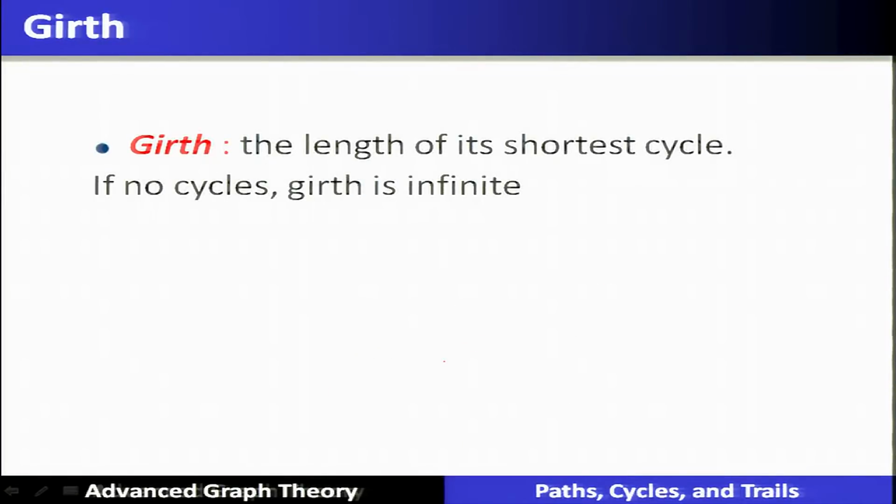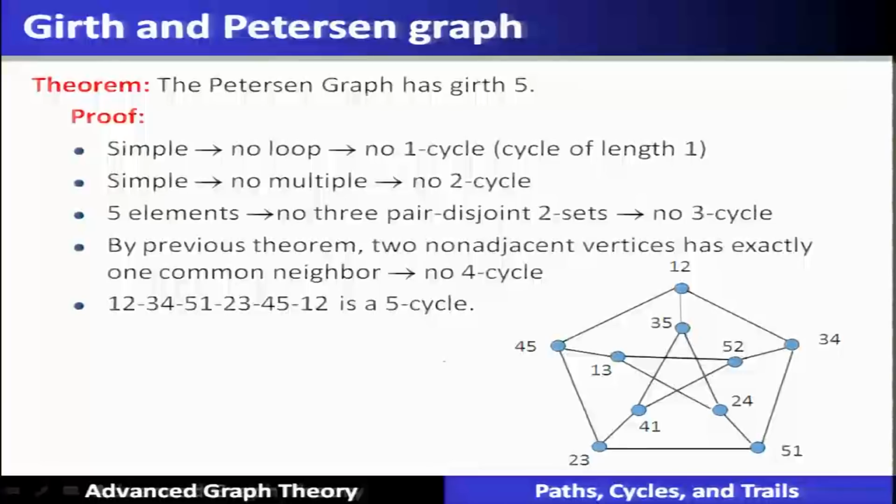Now, girth of a graph. Girth is the length of the shortest cycle in a graph. If the graph does not contain any cycle, then the girth of that graph is infinite. Now, there is a theorem which states that the Petersen graph has girth 5. Let us see the proof, and it will also explain the girth of a particular graph.